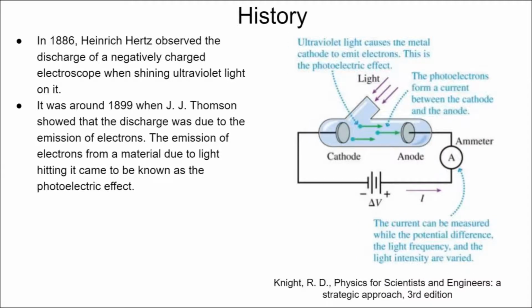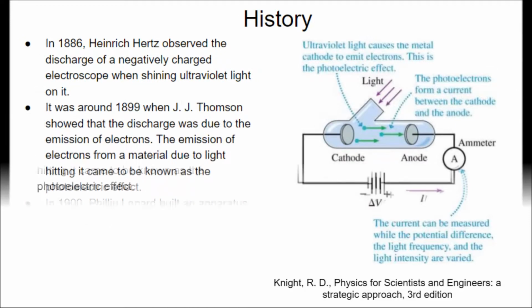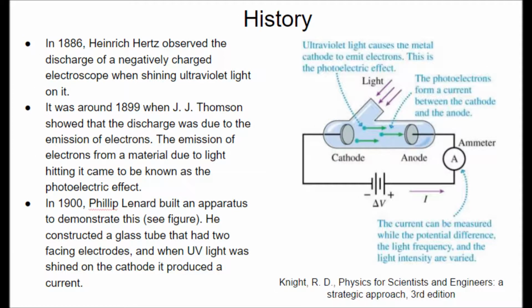Around a decade after Hertz made this observation, J.J. Thomson showed that the electroscope was discharging because electrons were being emitted. This phenomenon became known as the photoelectric effect. The following year, Philip Leonard, who was J.J. Thomson's student, constructed a device that consisted of a glass tube with two facing electrodes that were connected to an ammeter. When he shined UV light on the cathode, a current was produced, evident by the reading on the ammeter.